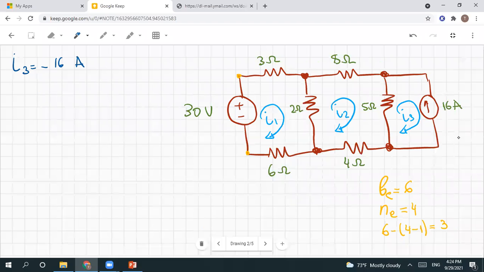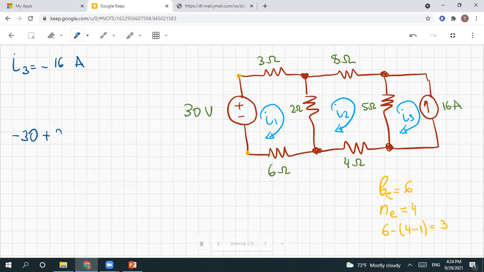Okay. So let's now start and write KVL for the first mesh. Who will help me, starting from the 30-volt source? We are going in the direction of voltage rise, so it will be positive or negative? Negative 30. Okay. And then the 3 ohm resistor, what will be the voltage drop in the 3 ohm resistor?